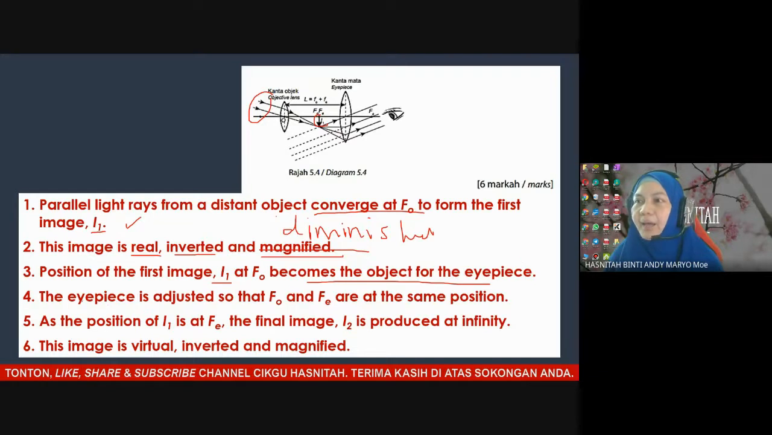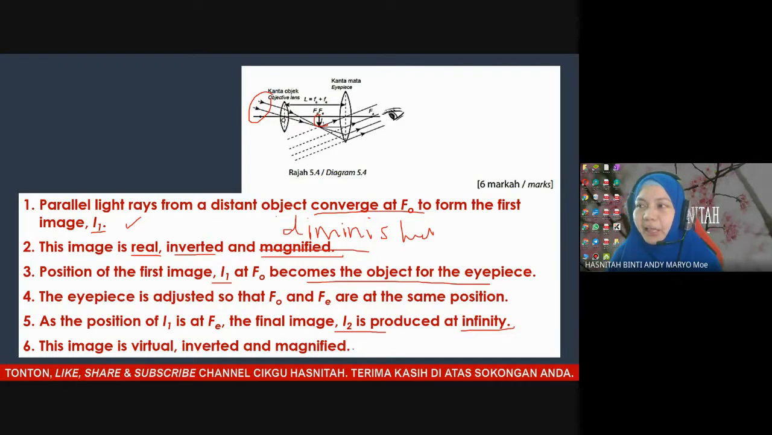Okay, and then we adjust the eyepiece so that FO and FE are at the same position. Eyepiece ini dia boleh gerak, we can adjust. Okay. And then as the position of I1 is at FE, so the final image produced at infinity. So this is the reason why we have to adjust. So it will form a final image at the infinity.